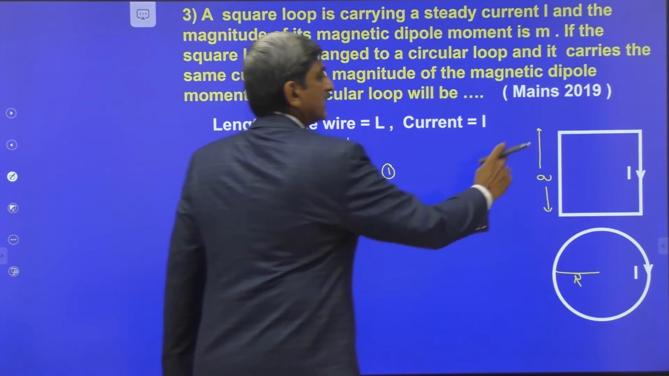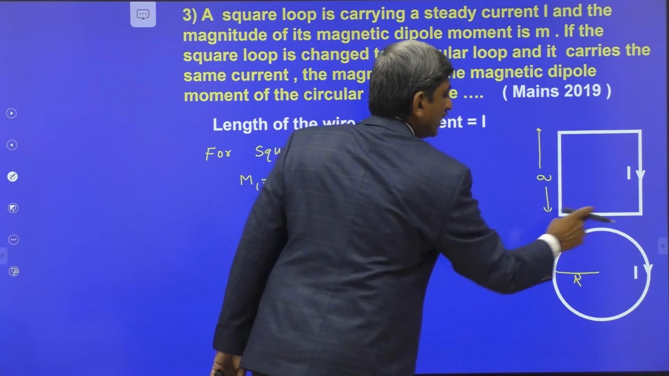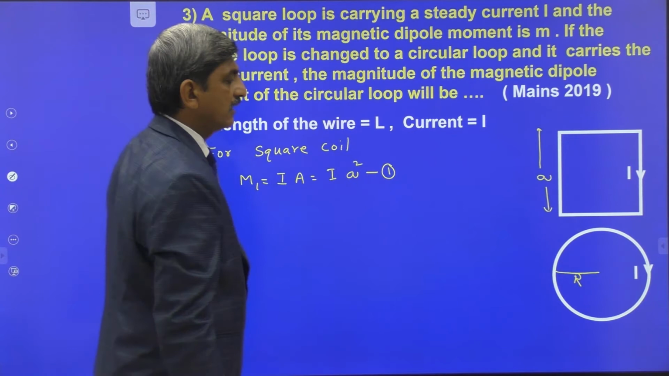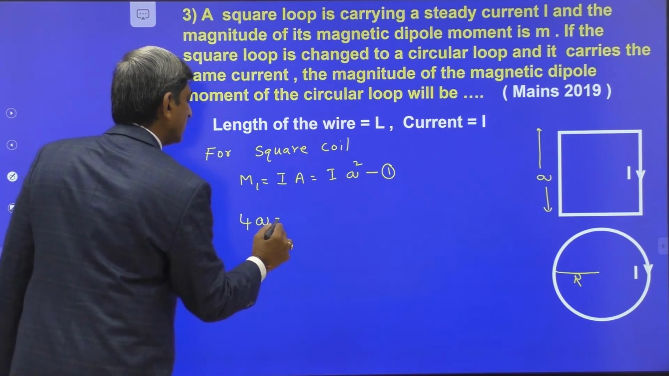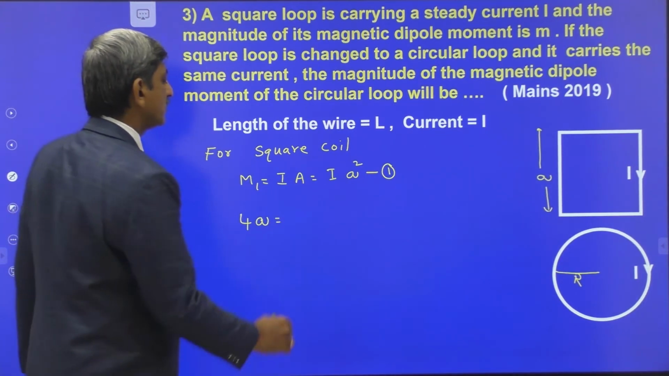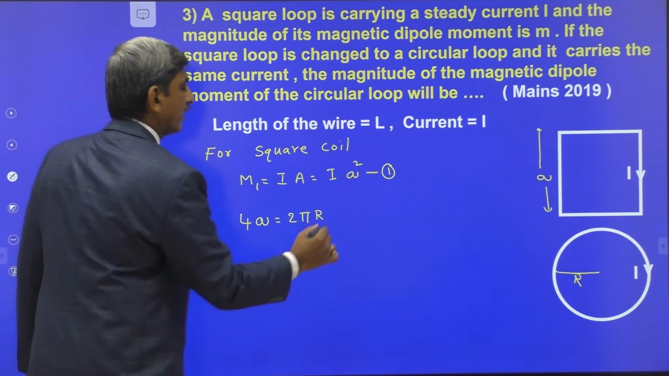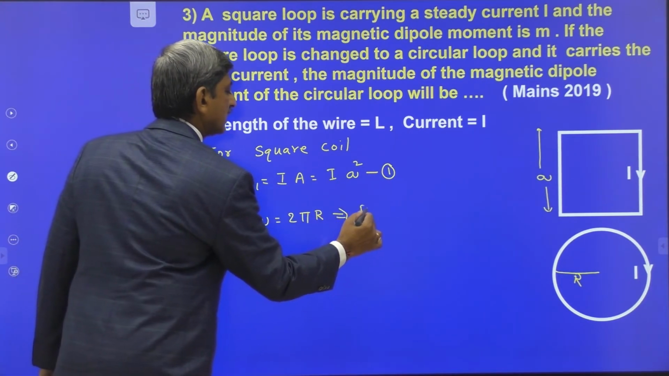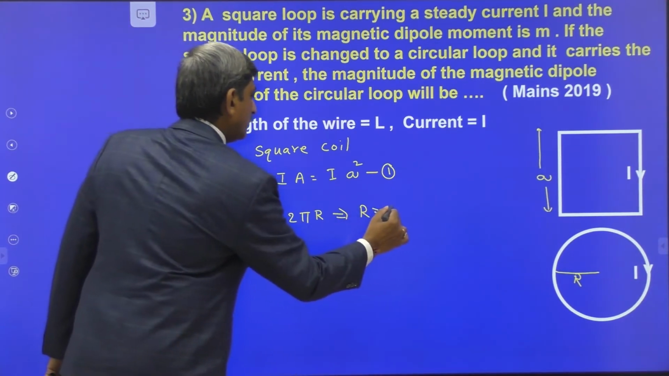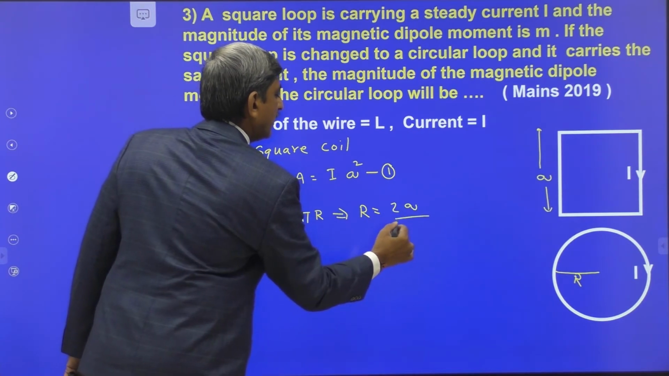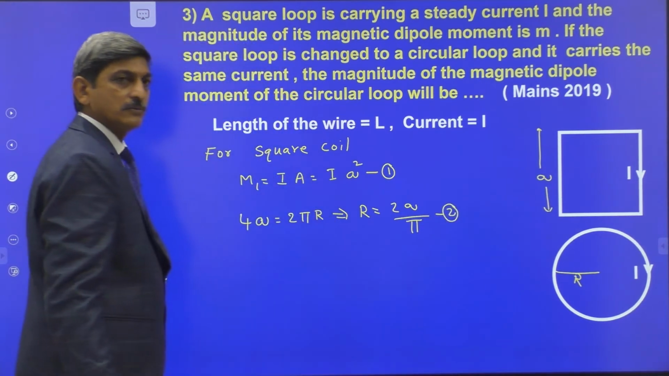Already we know that the length of the wire used for the square coil is equal to the length of the wire used for the circular coil. That's why we can write the perimeter of the square, 4A, is equal to the circumference of the circle, 2 pi r. From this we can write the radius of the circular coil, r, is equal to 2A divided by pi. Let it be equation number 2.